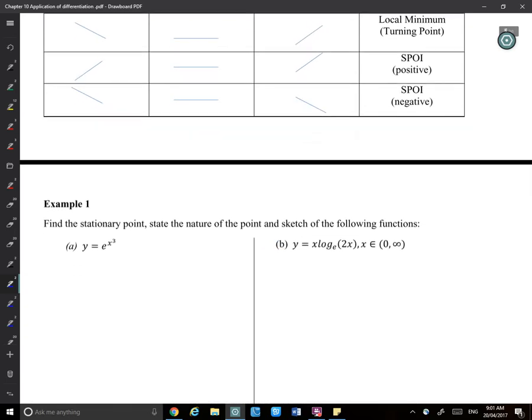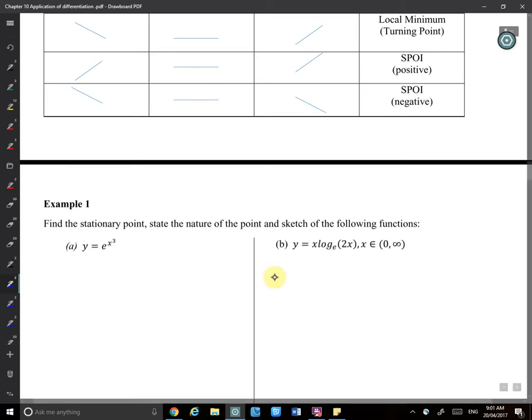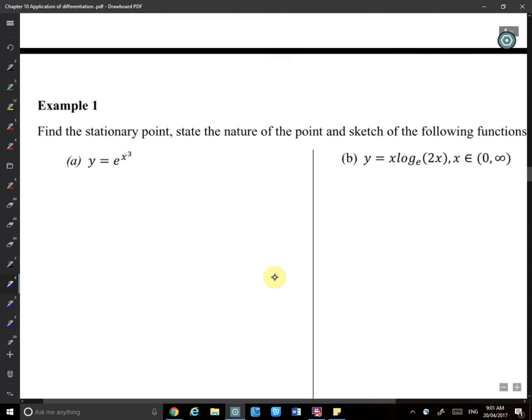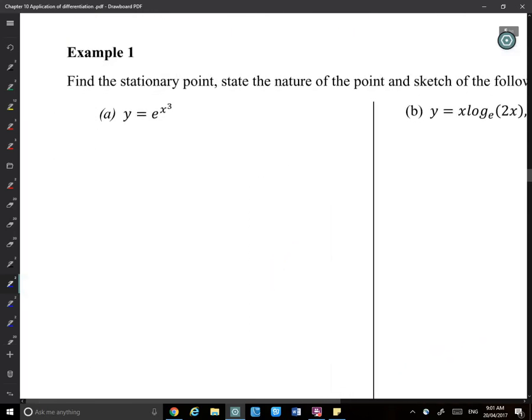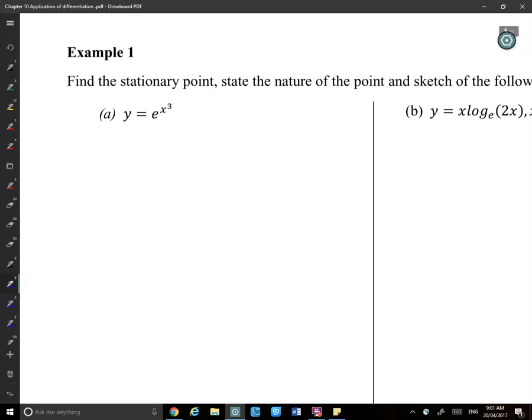Okay, let's have a look at example 1. Find the stationary point, state the nature of the point, and sketch the following function. Okay, so let's sketch it. First, let's find the derivative.